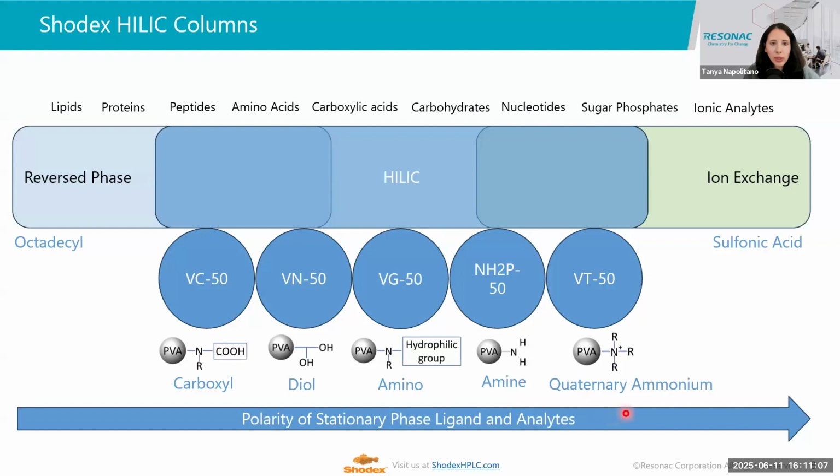And lastly, we have the VT50, which contains a quaternary ammonium ligand and supports retention of ultrapolar and anionic compounds, such as glyphosate or short-chain PFAS, through combined HILIC and anion exchange mechanisms. So each column is designed to target a specific retention mechanism and analyte type, giving you a broad toolbox for method development.